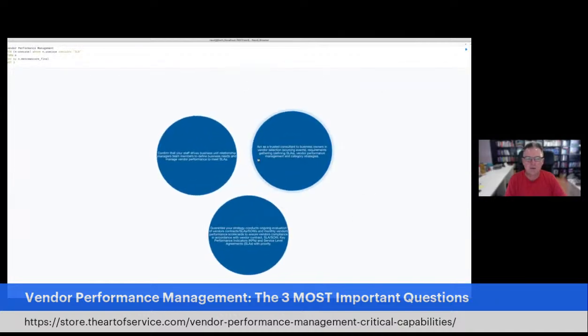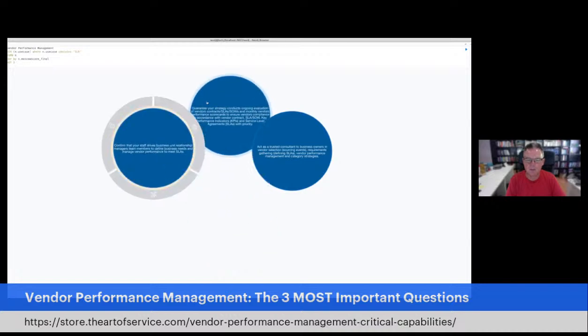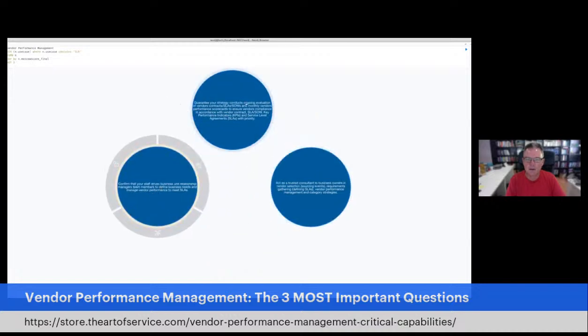Act as a trusted consultant to business owners in vendor selection, requirements gathering, vendor performance management, and category strategies. Confirm that your staff drives business unit relationship managers and team members to define business needs and manage performance management to SLAs. And this is a big one. I'm not going to read this one, but it also states here statements of work need to be in place to manage those. Evaluate SLAs, contracts, and statements of work. Vendor performance management.